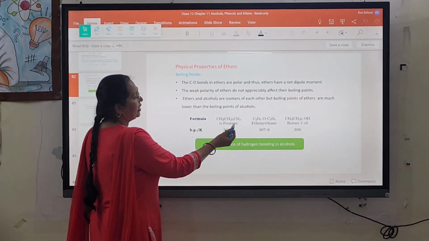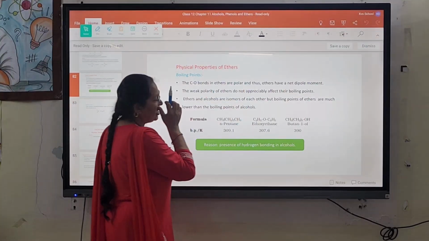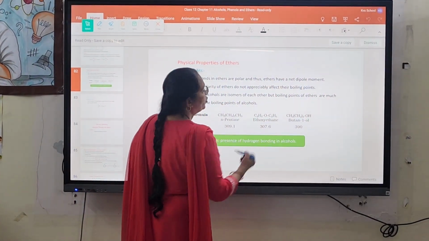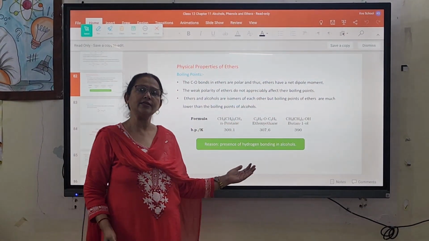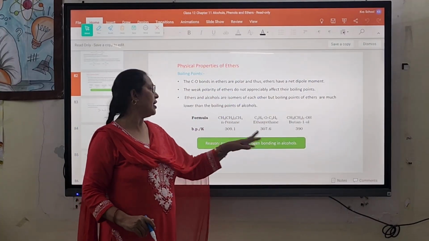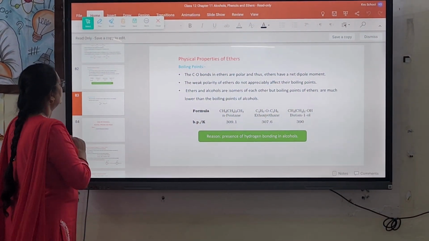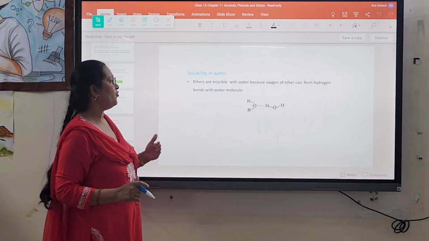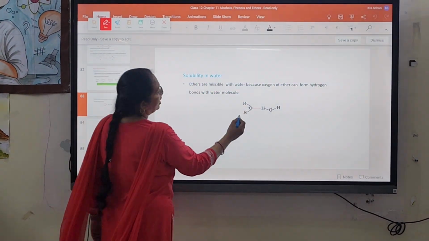Here we have n-pentane, ethoxyethane and butane-1,4-diol. The maximum boiling point is of butane-1,4-diol. The reason behind this is simple, that is, intermolecular hydrogen bonding is present in alcohol. Now about the solubility, ethers are miscible with water because again they are able to form the hydrogen bond.